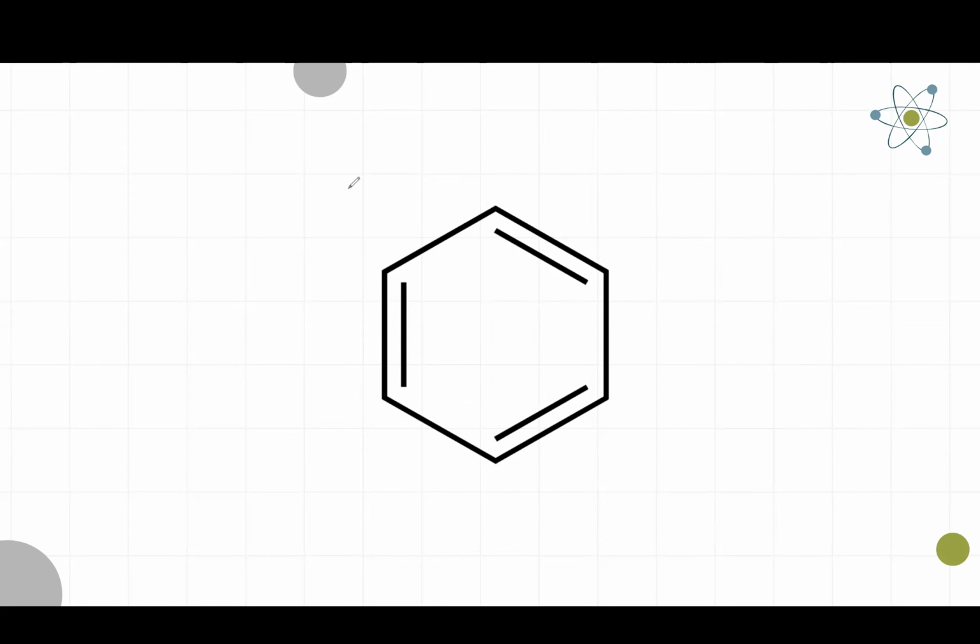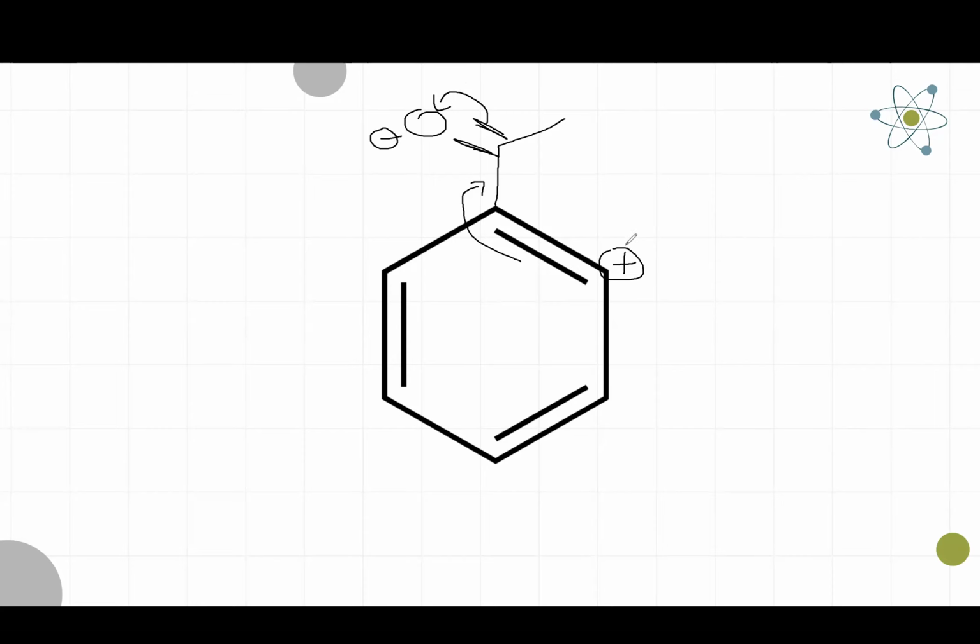And now let's talk about meta directors. For example, this ketone, right? This is electron withdrawing. So what do I mean by that? This double bond can now just go up, right? And because it could go up, this oxygen becomes negative. This place becomes very positive, right?